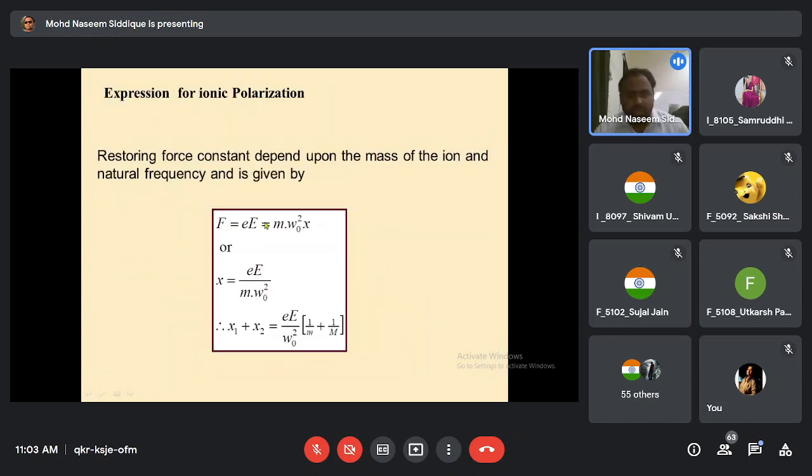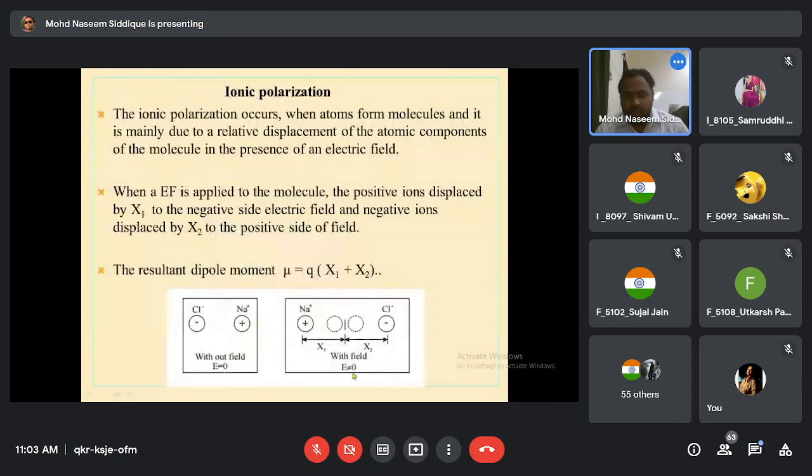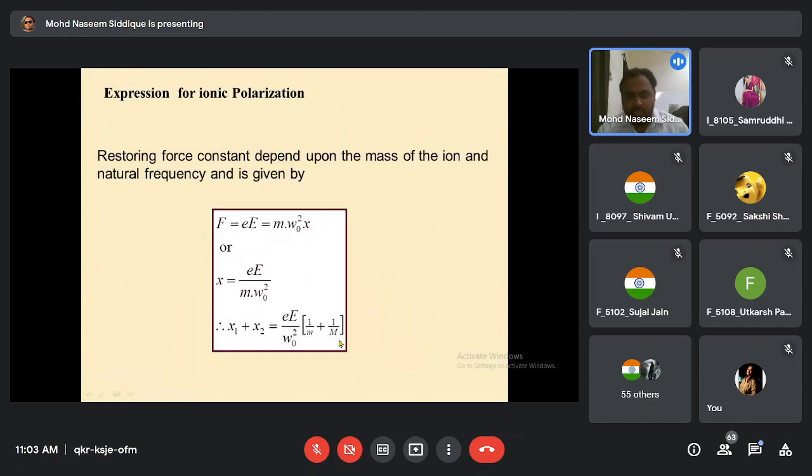This is the expression of the electric dipole for the ionic polarization. Okay, so restoring force. If we are applying the electric field on NaCl, there must be a restoring force, F is equal to Kx. As you studied in the elastic property of the material, the restoring force constant depends upon the mass of the ion and the natural frequency, as you can see in this picture, and balances the Lorentz force.